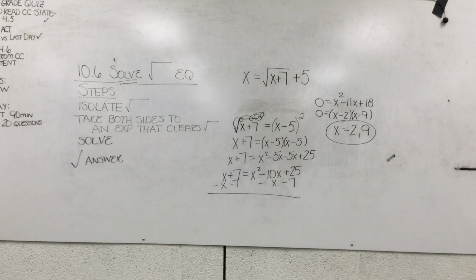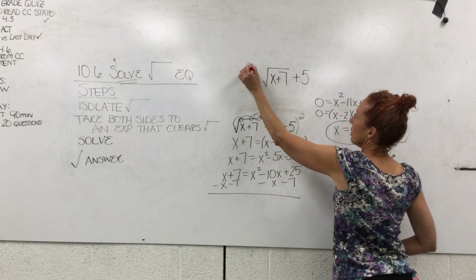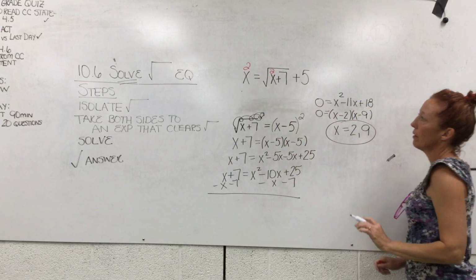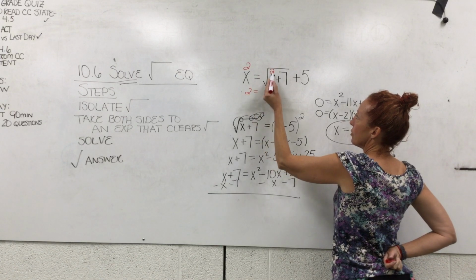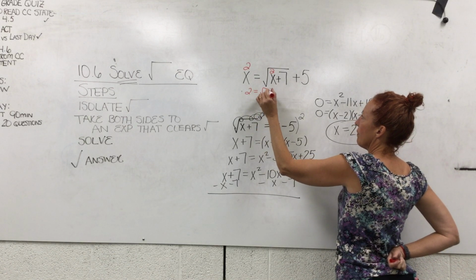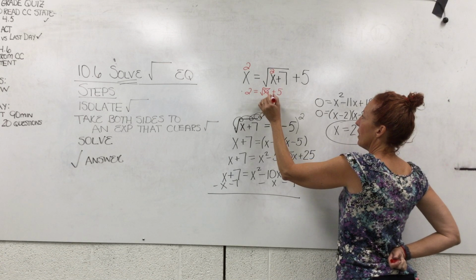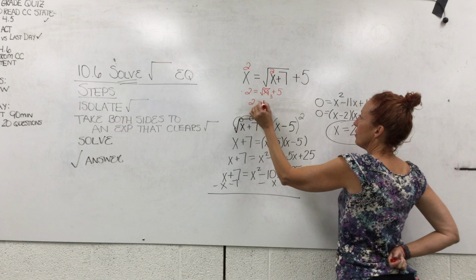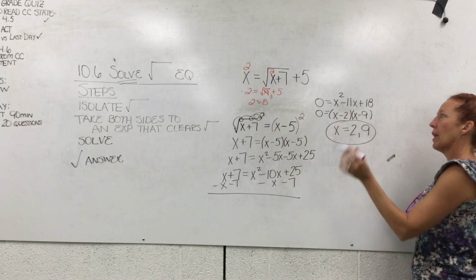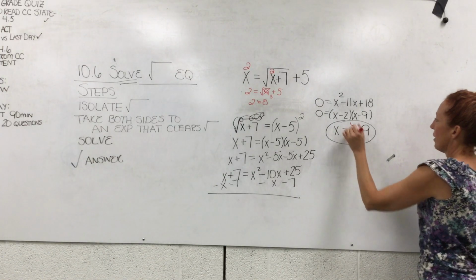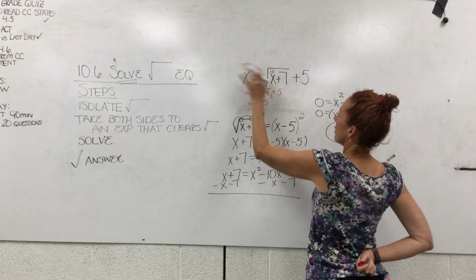So if I plug in 2 right here and 2 right here, let's see what I would get. I would get 2 equals 2 plus 7 is 9, so I'd have the square root of 9 plus 5. The square root of 9 is 3. So 2 equals 3 plus 2 does not equal 8. So when I plug 2 in, it does not check out. So that means you've got to throw it away. All right?